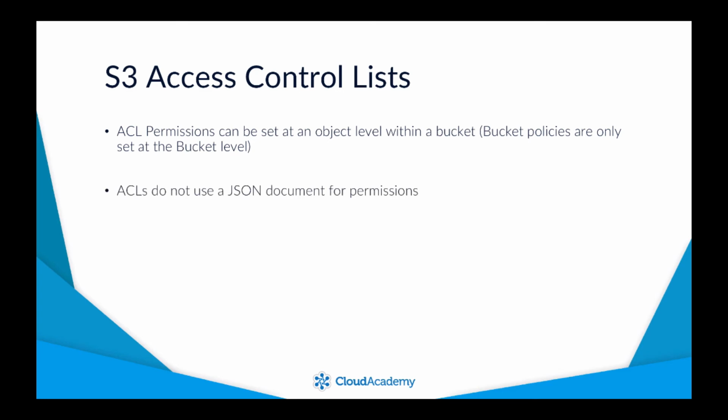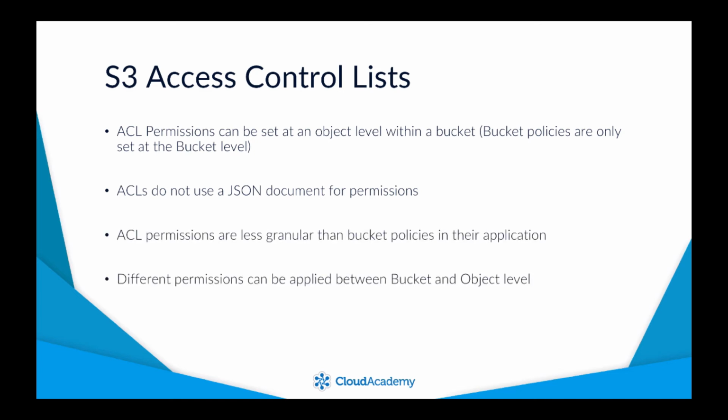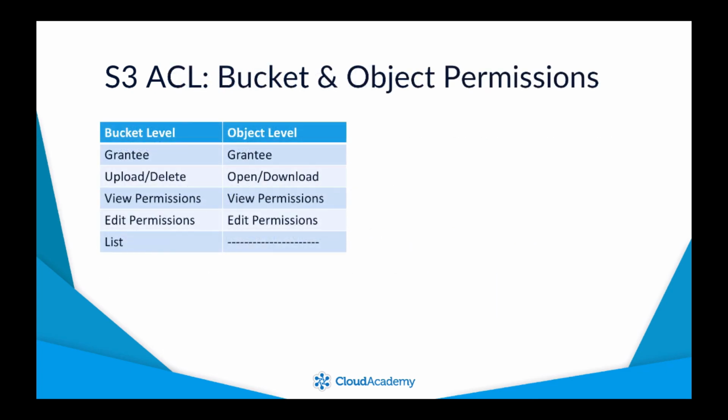These ACLs do not follow the same format as the policies defined by IAM and bucket policies. Instead, they are far less granular and different permissions can be applied depending if you are applying an ACL at the bucket or object level. The grantee is the resource owner and is likely to have full control over that object and on new bucket creations. This is typically the AWS account owner.